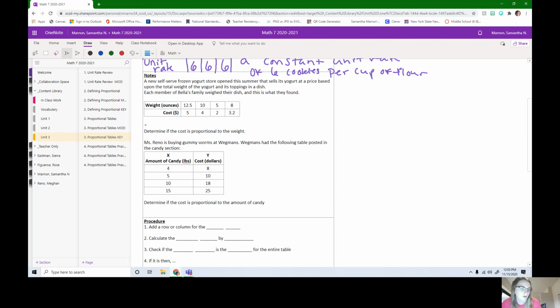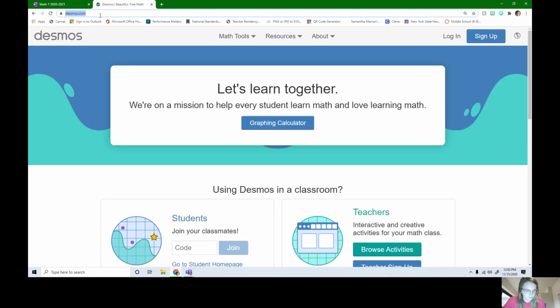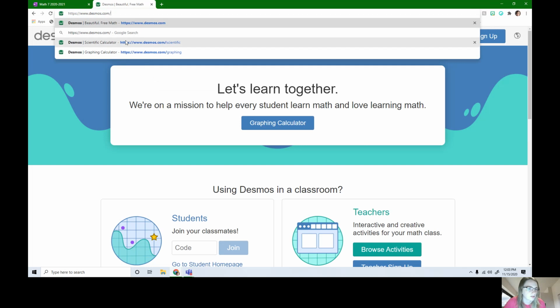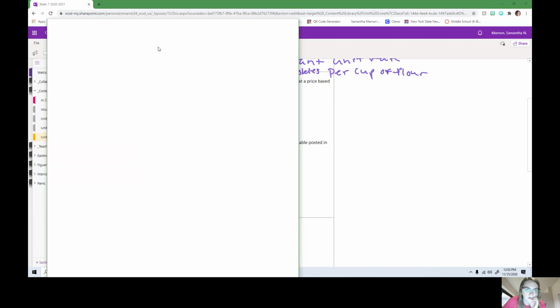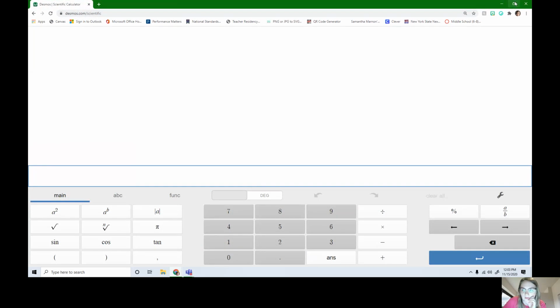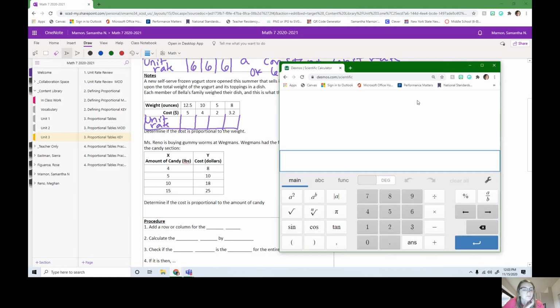So when we're determining proportional, I'm always going to add an extra row or column for unit rate. And now we're going to divide all of these out. So if you need a calculator, we're going to use the Desmos Scientific Calculator. No, I don't want Desmos.com. I want Desmos/scientific. So let's see if I can just put this to the side here. Nope, not what I wanted. Nice try, Desmos. Make it a little smaller, put it to the side here.